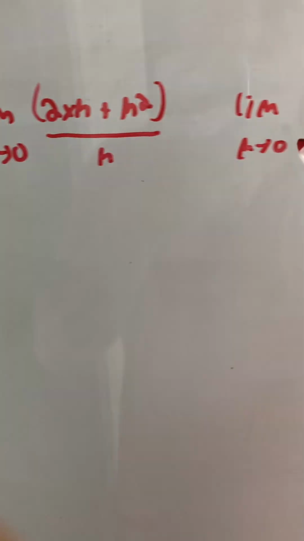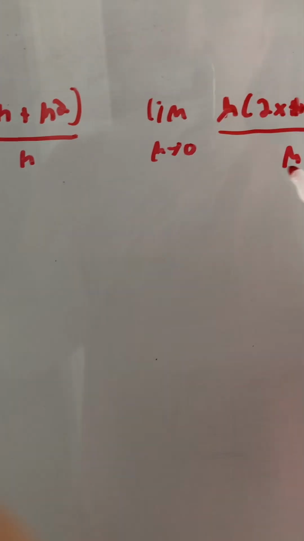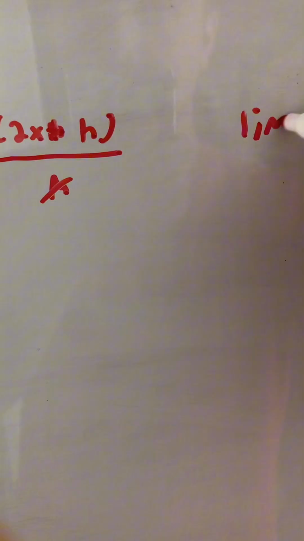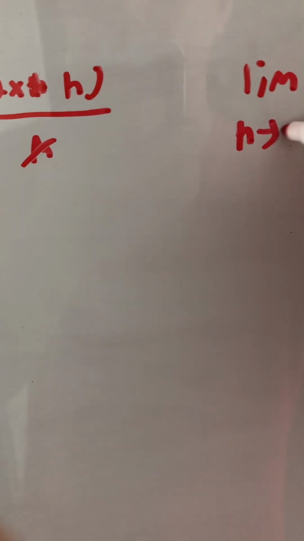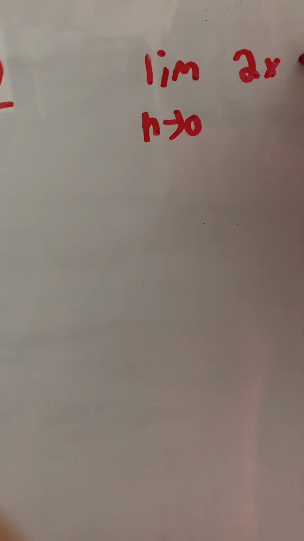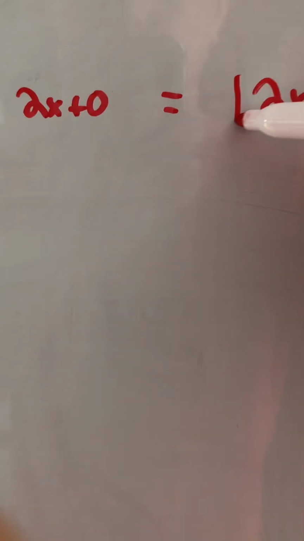Since I pulled out an h, all I'm going to do is mark out the h in the numerator and the denominator. So now I get to use direct substitution to solve this limit expression. The limit as h approaches 0 of 2x plus h: h is 0, so it's going to be 2x plus 0. Therefore, the derivative of x squared is simply 2x.